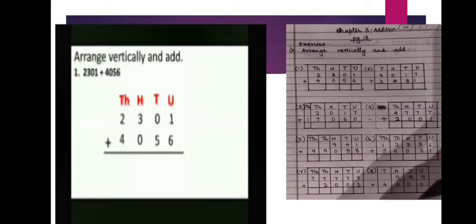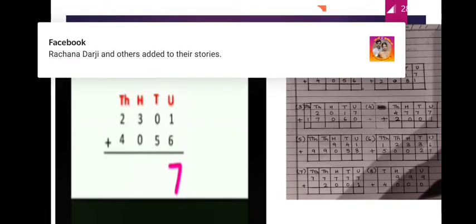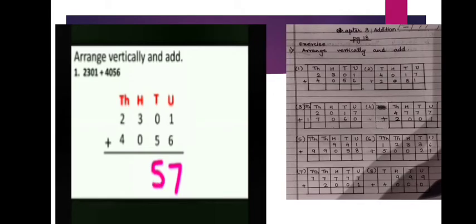So let us add. 1 plus 6 is 7. 0 plus 5 is, what is 0 plus 5 at tens place? 5. 3 plus 0 is, at hundreds place it is 3. And 2 plus 4 at thousands place is 6. Right, children? So the answer is 6,357.